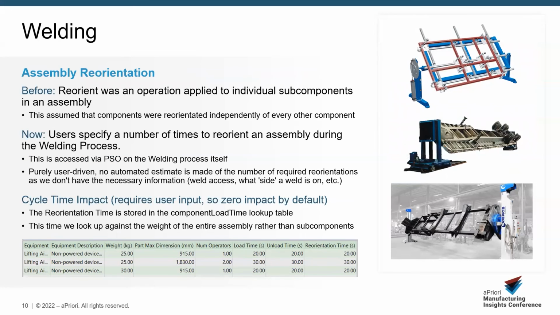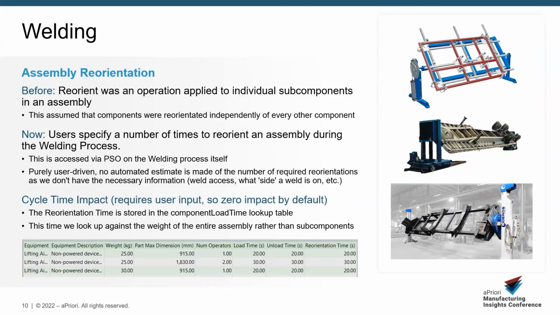And finally, another addition to our welding processes is a process setup option, or PSO, which allows a user to specify a value for the number of times that an assembly is reoriented during the welding process itself. We did investigate trying to estimate this automatically, but we felt that we really didn't have enough information to have a good go at it, and we would more often than not come up with the wrong answer. So it's clearer from a user perspective to default it to 0 and allow the user to add a value based on their own judgment or input from a manufacturing engineer.